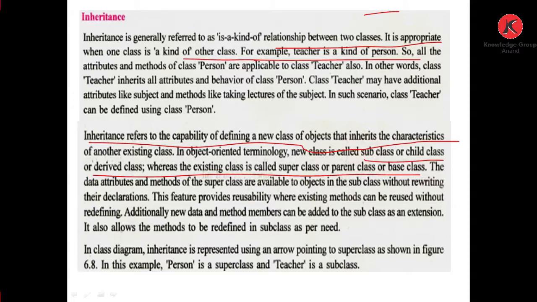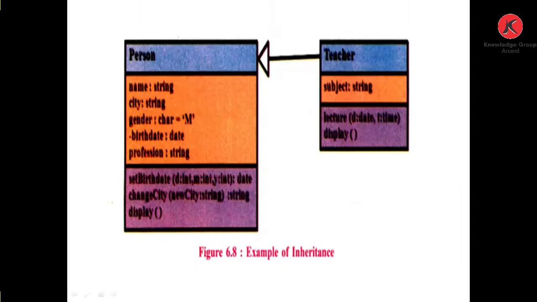In a class diagram, inheritance is represented using an arrow pointing to the superclass, as shown in figure 6.8. In this example, Person is a superclass and Teacher is a subclass. You can see here.